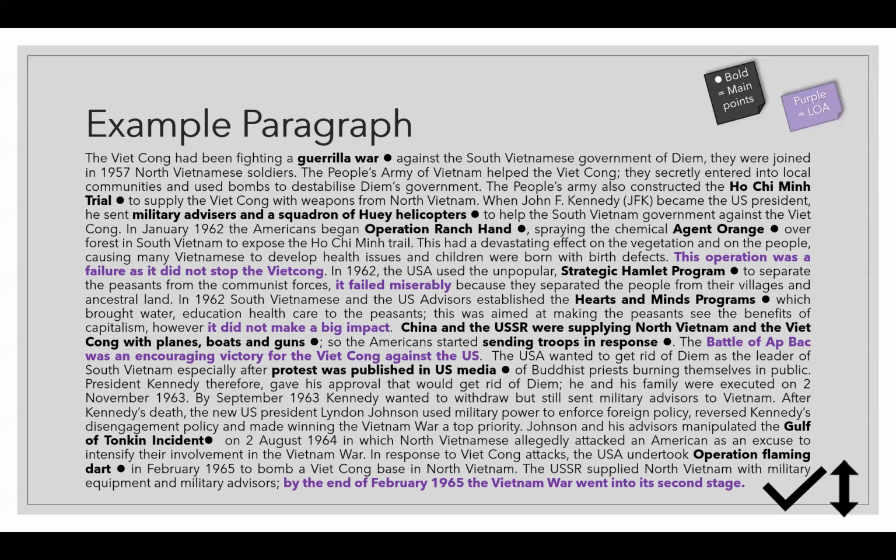Okay, sorry, I confused that earlier with Operation Flaming Dart. I was actually thinking of the Gulf of Tonkin. So Flaming Dart is something different. Sorry. See, even I make mistakes.